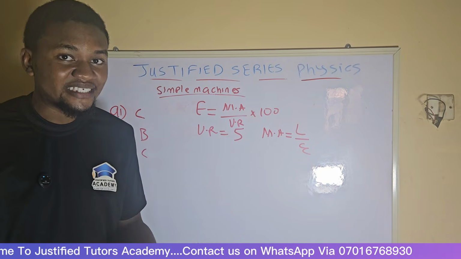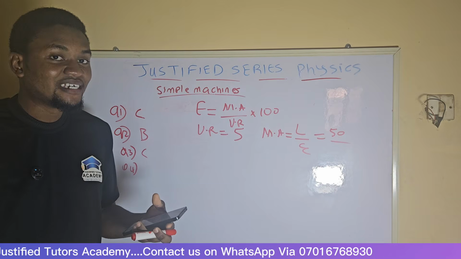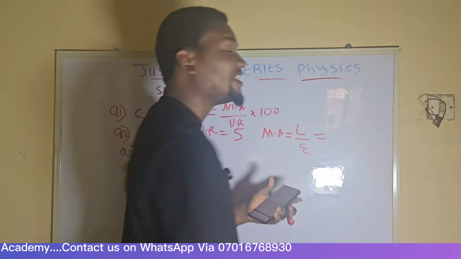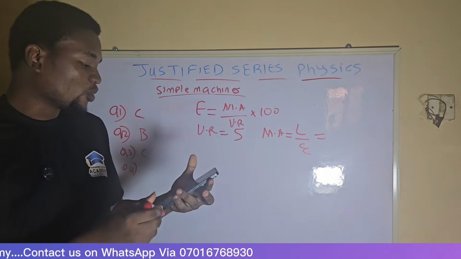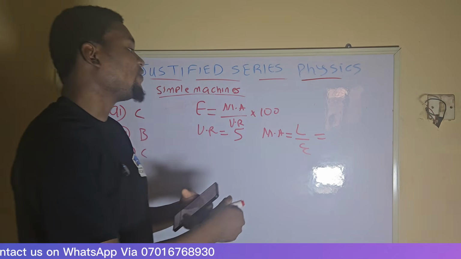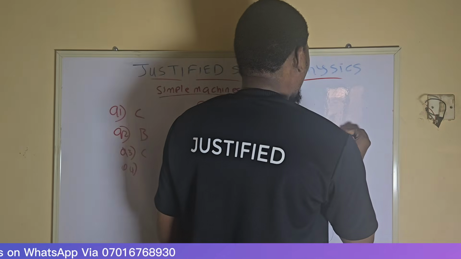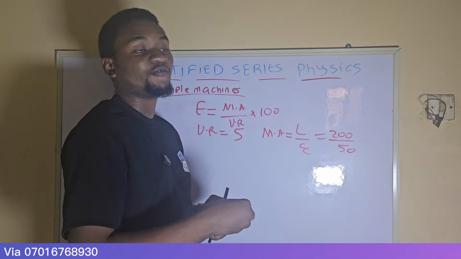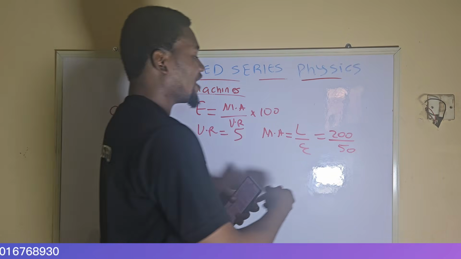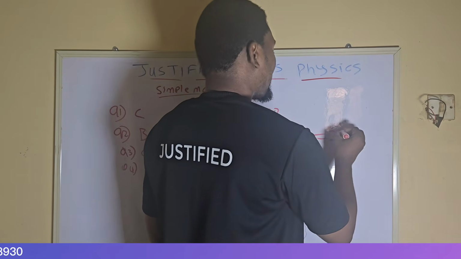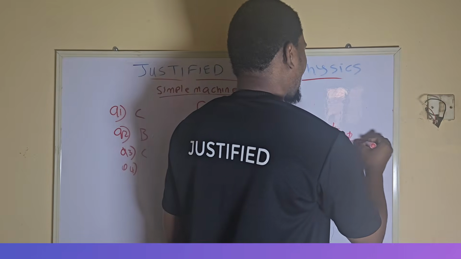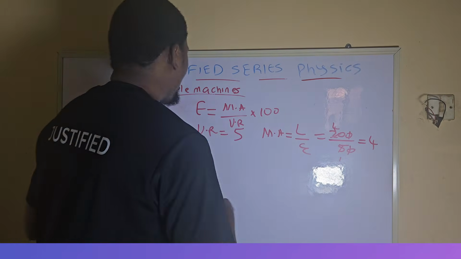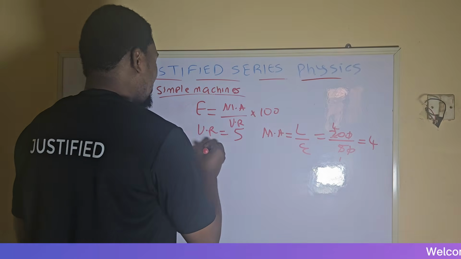In the question, we are told that a machine of VR 5 requires a 50 kilogram weight. That means the effort they're putting in is 50 kilogram, to overcome 200 kilogram. So we are overcoming 200, that is the load, by adding an effort of 50. Now when we divide this, 0 cancels 0, 5 cancels 5, and we have 4, because 5 times 4 is 20. So our mechanical advantage is 4. Now for the efficiency, we have, efficiency is equal to what?